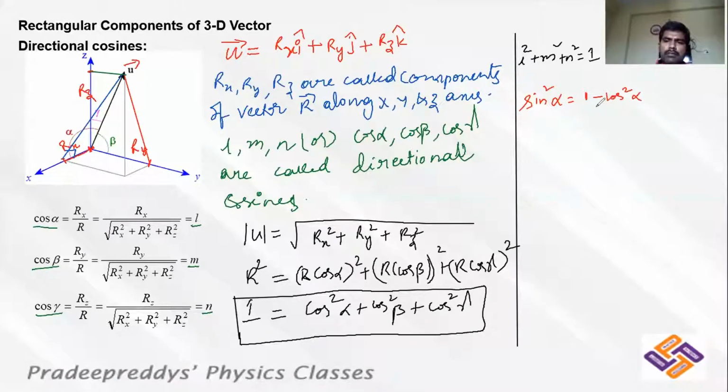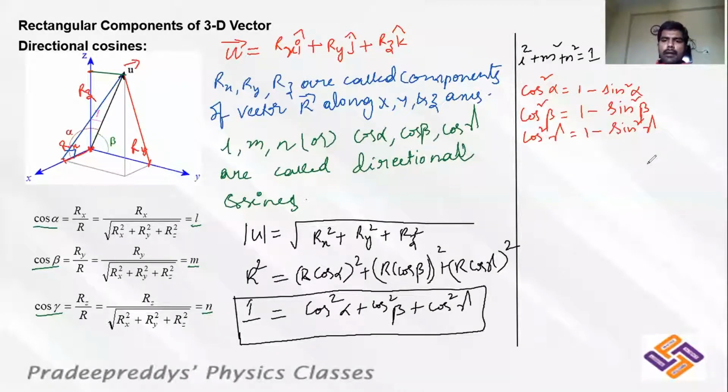Is it not? Sine square alpha is equal to 1 minus cos square alpha. Or let me make it very simple. I'll write it as cos square alpha is equal to 1 minus sine square alpha, because cos square alpha plus sine square alpha is equal to 1. Similarly, cos square beta is equal to 1 minus sine square beta. Cos square gamma is equal to 1 minus sine square gamma.